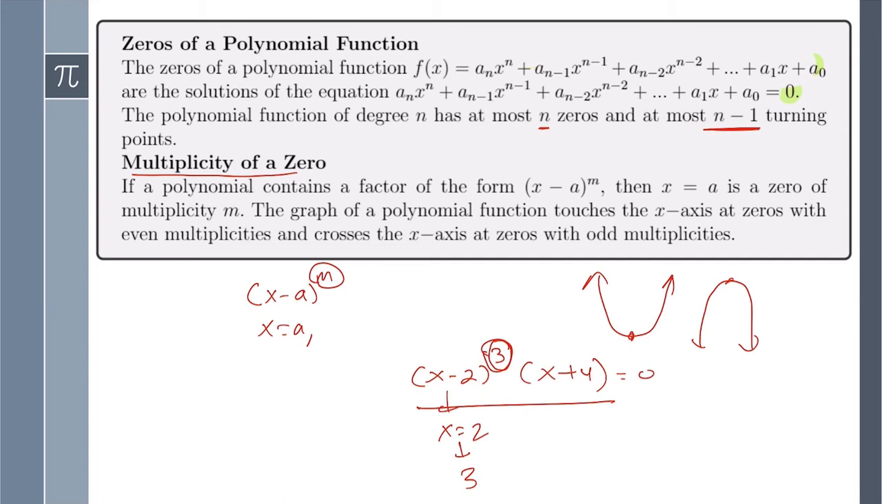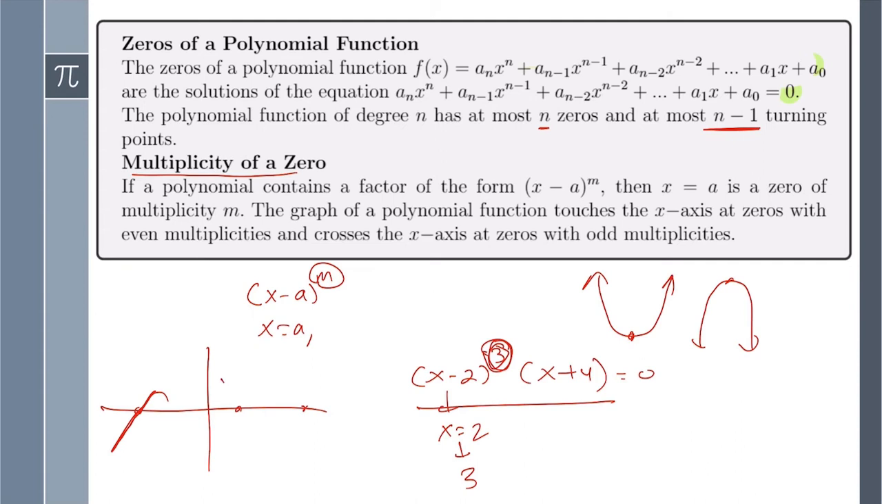So why is that important? The multiplicity is important because when we graph, these zeros are the x-intercepts. If the multiplicity is odd, the graph will cross the x-axis at that zero. If the multiplicity is even, the graph will touch and bounce back.